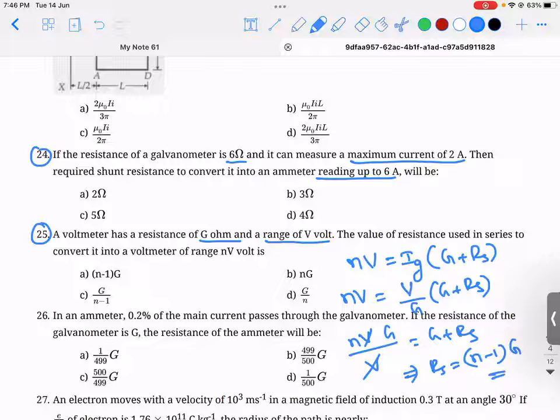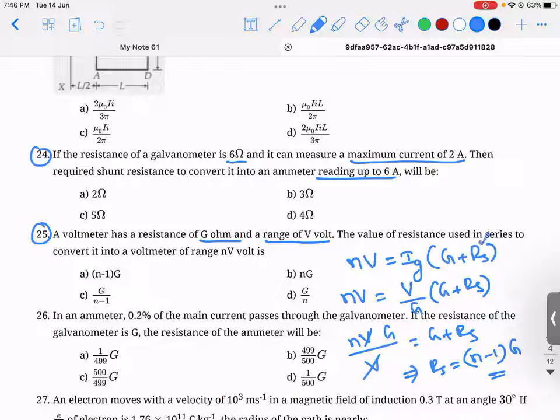So why should we do this much? Can't we just directly say previously it would be N, now it would be N as such, and now it should be N into N minus 1? So why can't we do that? Why will it be N minus 1? Because it is not exactly the same resistance that you are going to connect. This value will change.